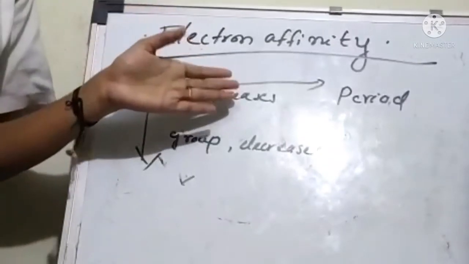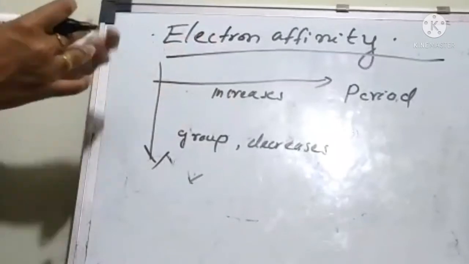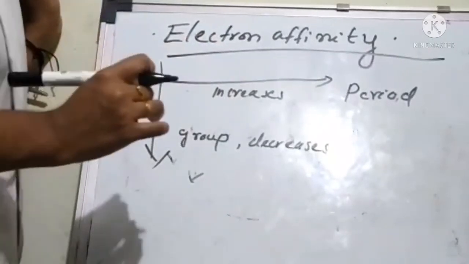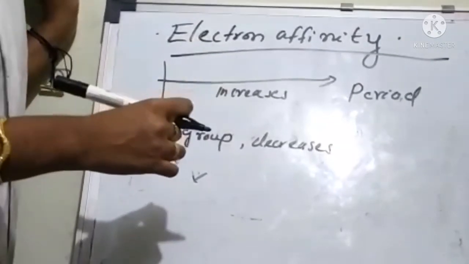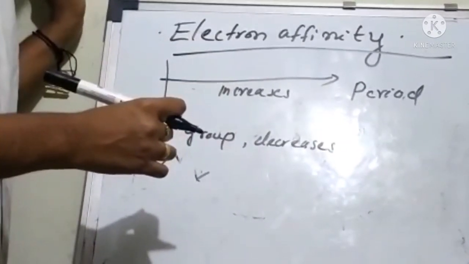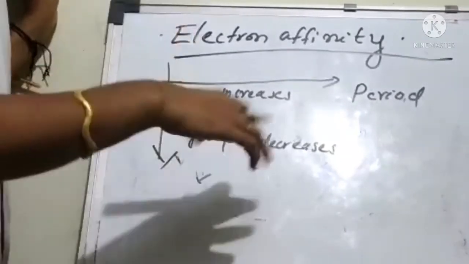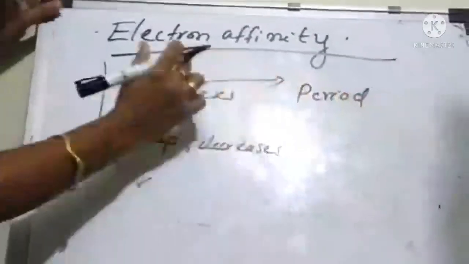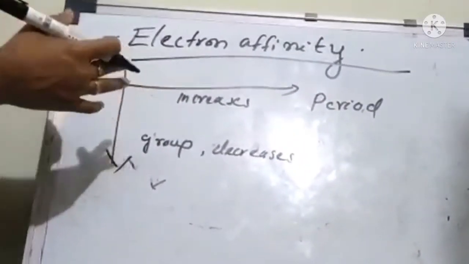But there are some exceptional cases. For noble gases, electron affinity is zero because noble gases have an octet configuration. And the group 15 elements show low electron affinity values due to the extra stability of their half-filled p orbital in the valence shell.